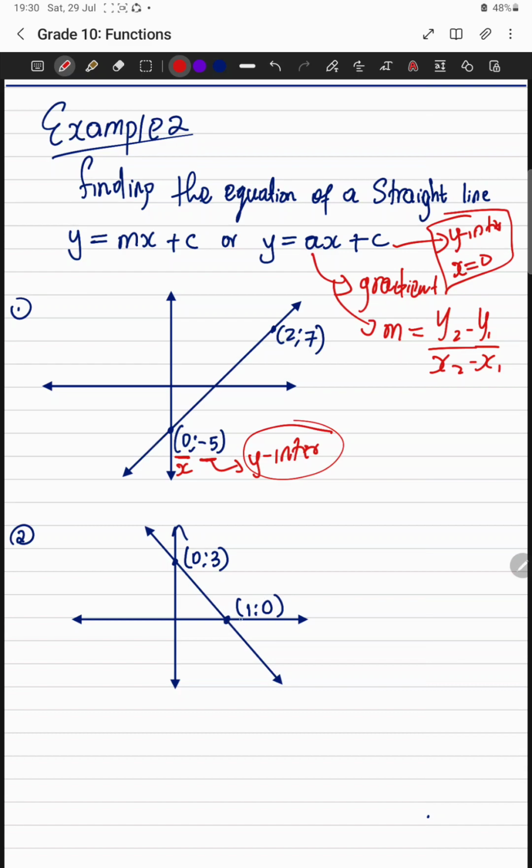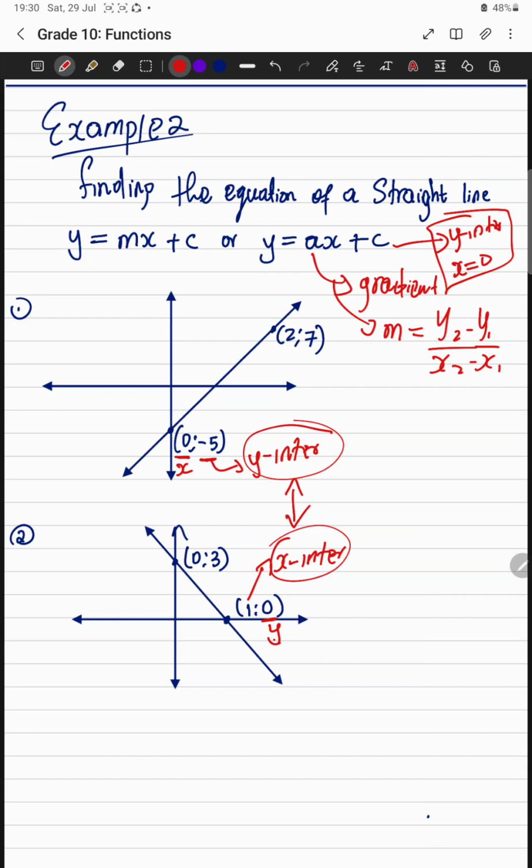For example, here also, that x value over here is the x-intercept. How do you know that? Because the y value here is 0. If y is 0, that means x is the x-intercept, that one. Same applies here in the y.